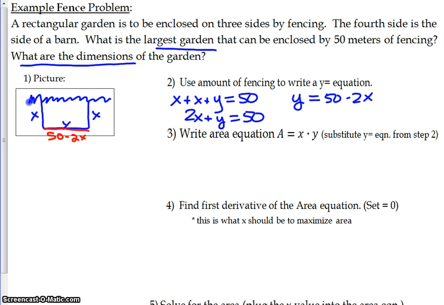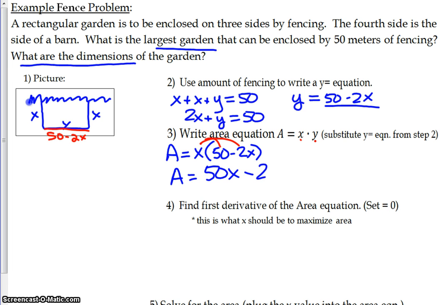Now we need to write an area equation. Area usually equals x times y, or your 2 dimensions multiplied by each other. So I'm going to have my area be the x value, the first dimension, times the y value, but I'm going to use 50 minus 2x to represent y. I'm going to distribute out my multiplication. So 50 times x is 50x, and x times negative 2x is negative 2x squared.